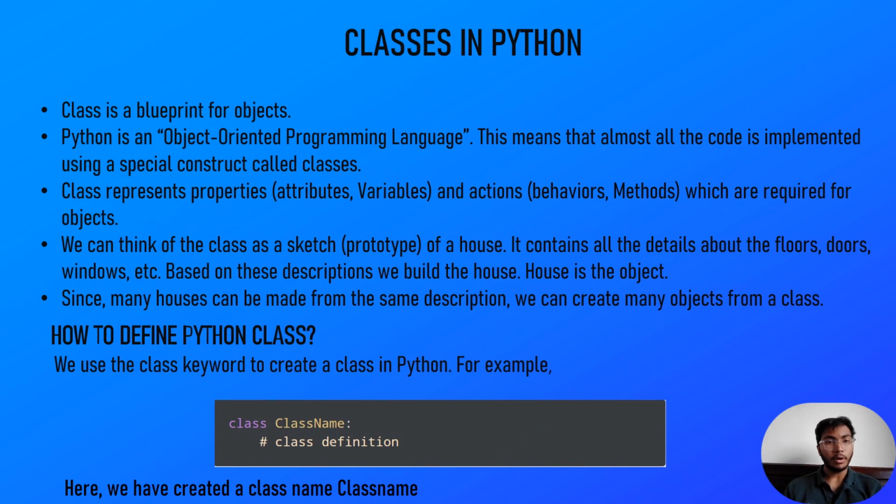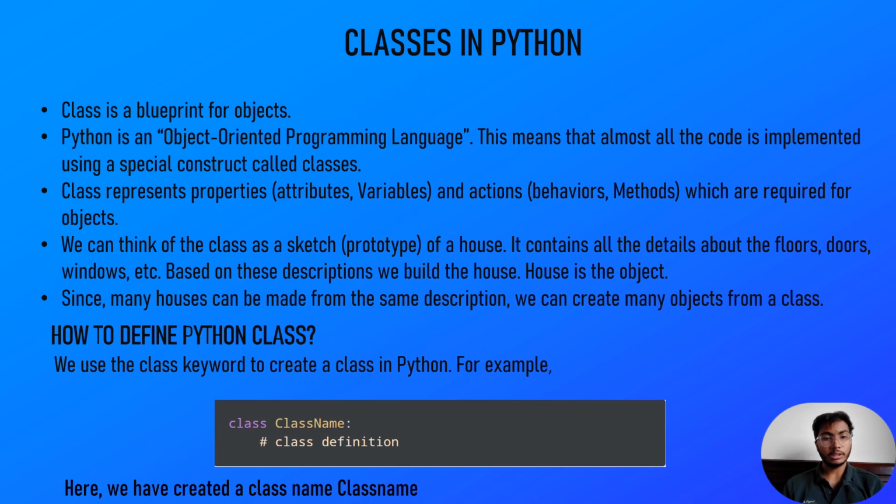Classes in Python. A class is a blueprint for objects. Python is an object-oriented programming language. This means that almost all the code is implemented using a special construct called classes. A class represents properties and actions which are required for objects. We can think of the class as a sketch of a house. It contains all the details about the floors, doors, windows, etc. Based on these descriptions, we build the house. The house is the object. Since many houses can be made from the same description, we can create many objects from a class.